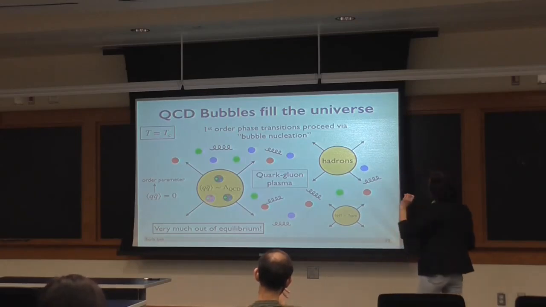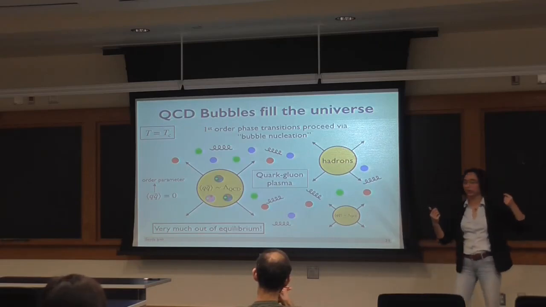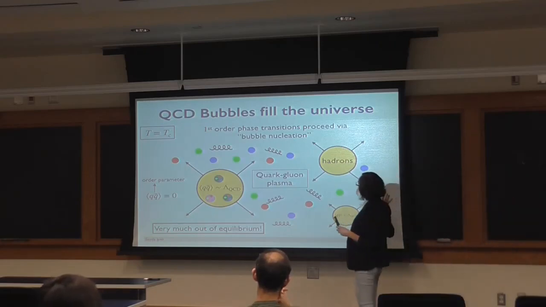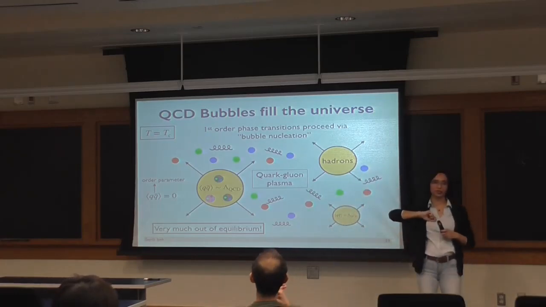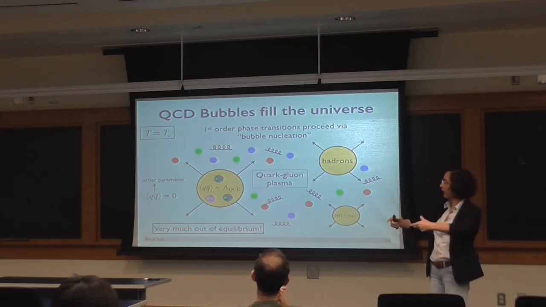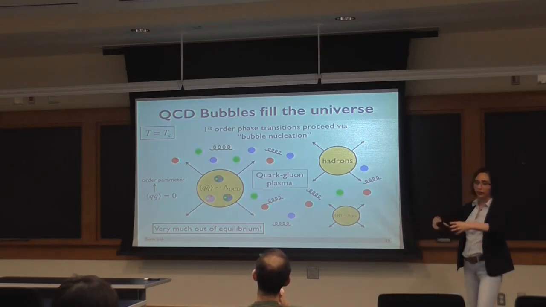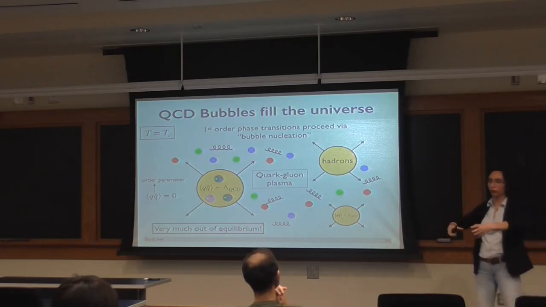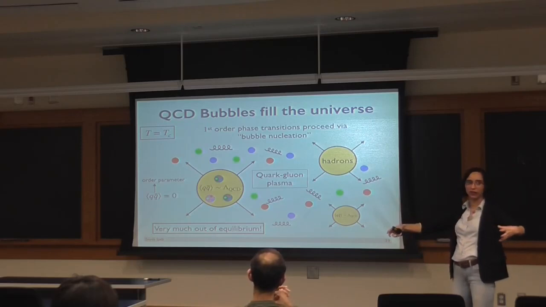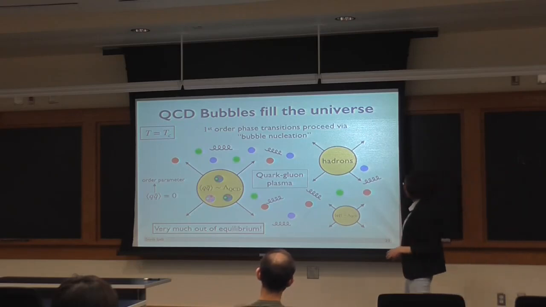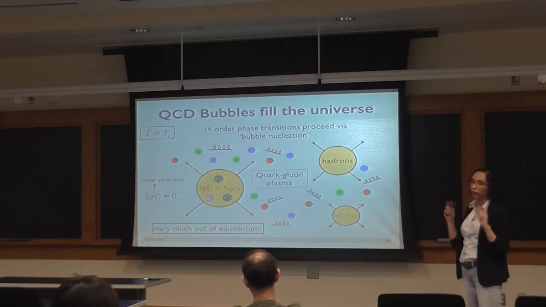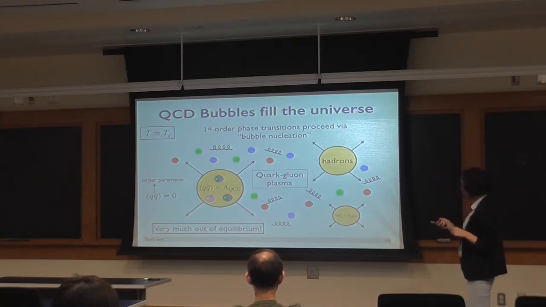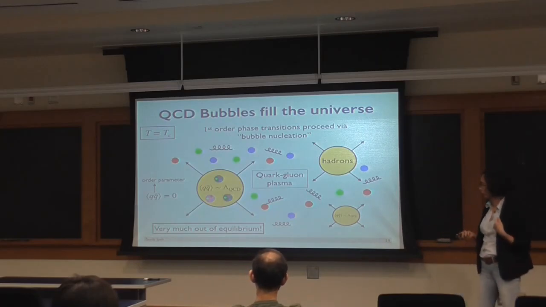They happen via what is called bubble nucleation. The universe is in a phase of quark-gluon plasma, and when you hit a critical temperature Tc, bubbles of the new phase, the hadronic phase, start forming. That hadronic phase has lower energy, and the universe wants to lower its energy, so the bubbles start growing, and at some point they fill the whole universe. Depending on the rate of bubble nucleation and other dynamics, it can be out of thermal equilibrium, meaning it happens faster than the expansion rate of the universe.